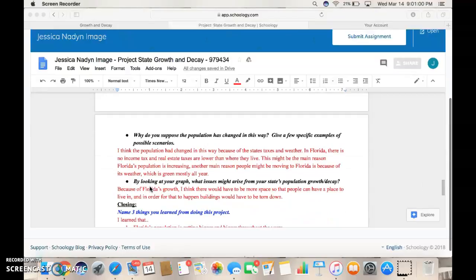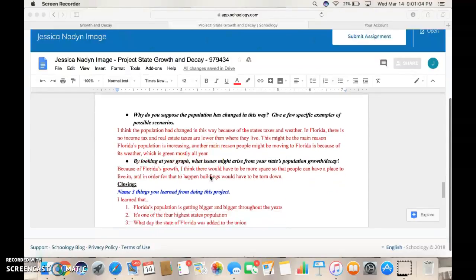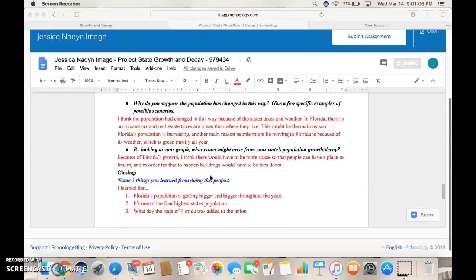I think the population had changed in this way because of the state's taxes and weather. In Florida, there is no income tax, and real estate taxes are lower where they live. This might be the main reason Florida's population is increasing. Another main reason people might be moving to Florida is because of its weather, which is green mostly all year.